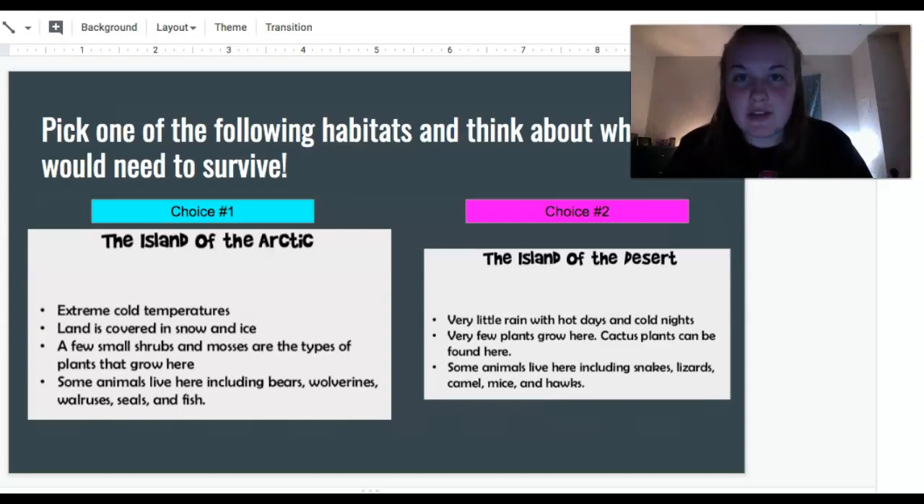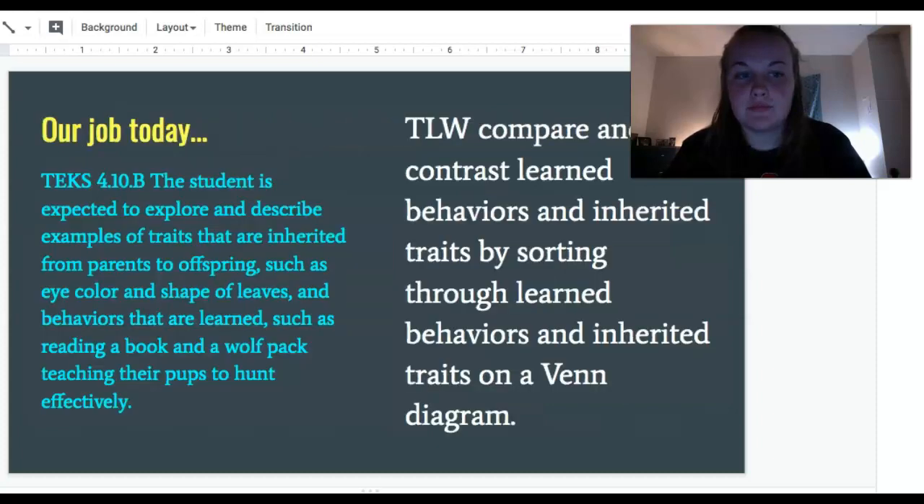You can pause the video now and write that down before we jump into our TEKS and our objective for the day. Our job today, our TEK is 4.10b. This student is expected to explore and describe examples of traits that are inherited from parents to offspring, such as eye color and shape of leaves, and behaviors that are learned, such as reading a book and a wolf pack teaching their pups to hunt effectively.